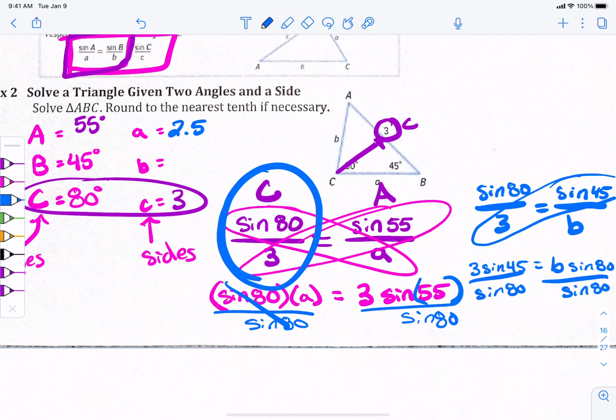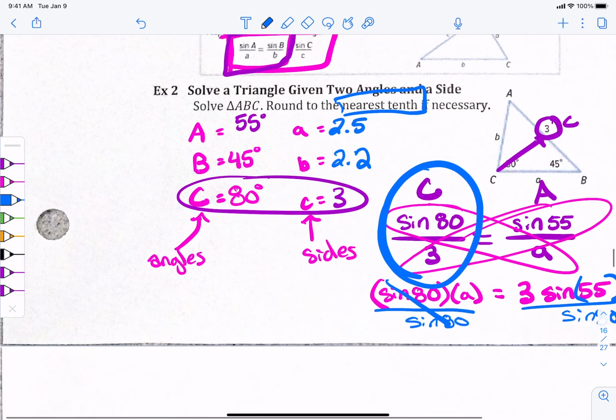B equals, you said 2.15? So 2.2. Sure, we'll go with 2.2. Yeah, nearest tenth. They want one decimal place. So 2.2.